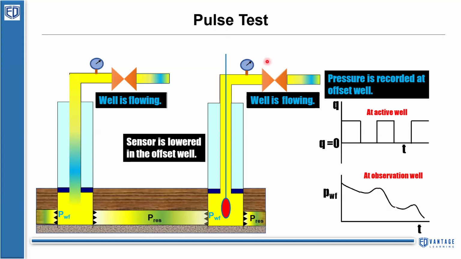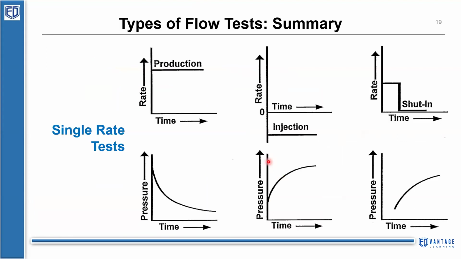So pulse test is generally used or done to understand the communication between both the wells that are under consideration. So these all will be taught in this course. So a typical summary: during production in single rate test, your pressure declines. During injection, your pressure builds up, and during flow and shut in, your pressure builds up.